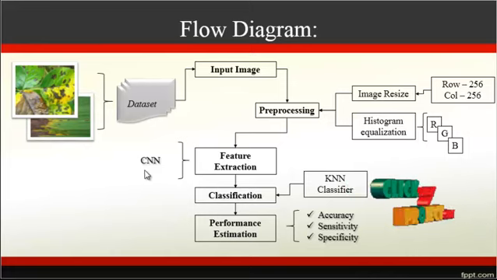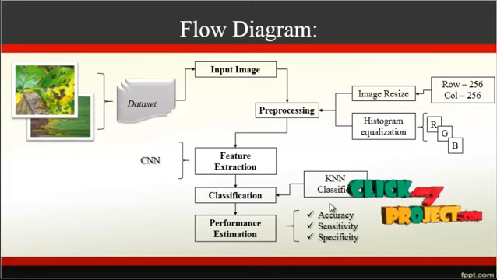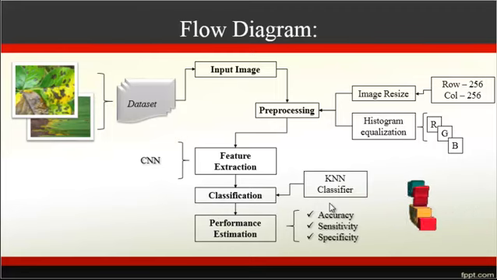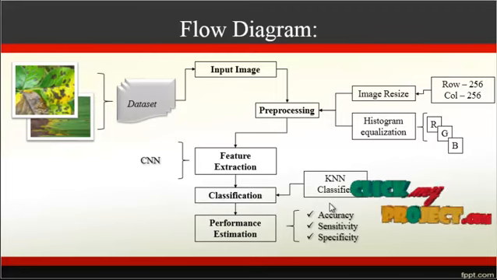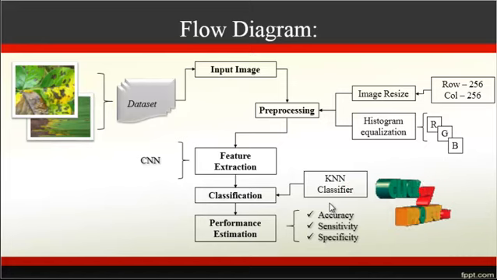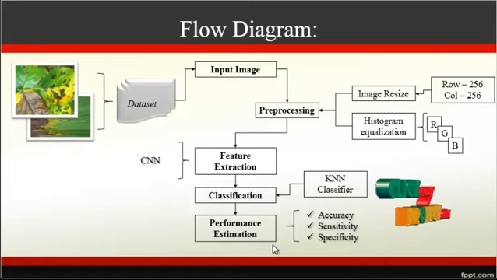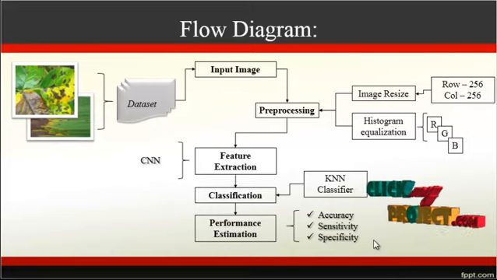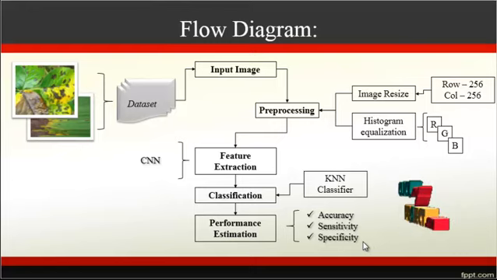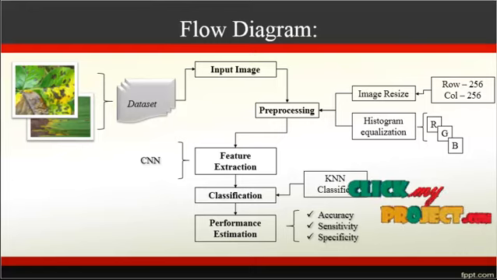After the feature extraction, the classification will be carried out by using the KNN classifier, that is the K nearest neighbor classifier. By using this classifier, we can determine whether the input leaf image is affected or not. In case it is affected, a message box will be displayed saying it is an affected leaf. After the classification process, the performance will be evaluated by means of these 3 parameters: accuracy, sensitivity and specificity. By these 3 parameters we can justify whether our process is efficient or not.